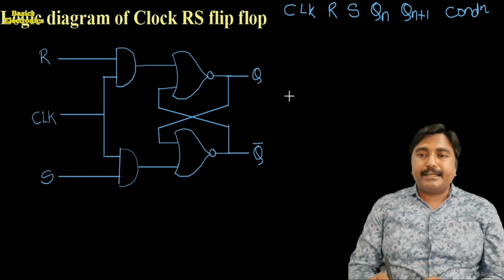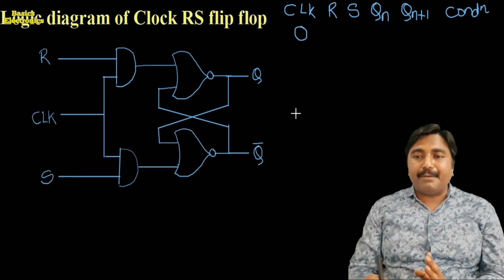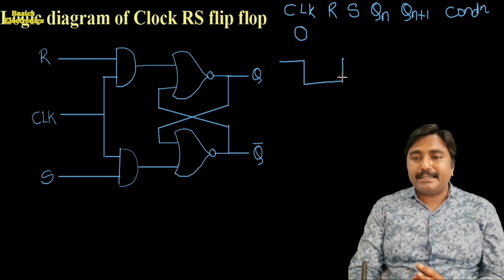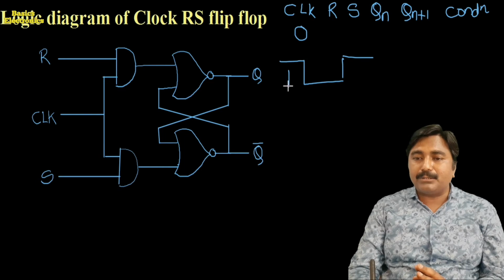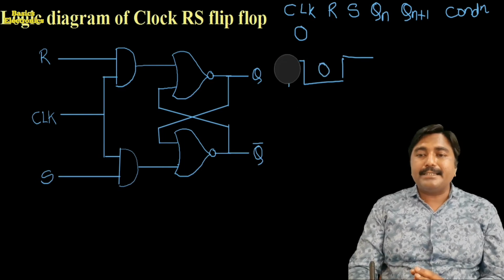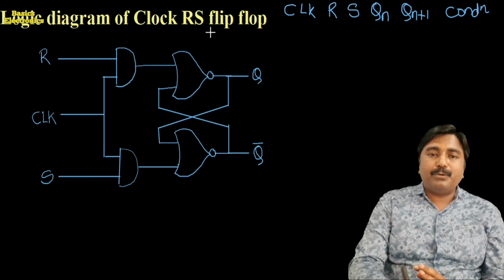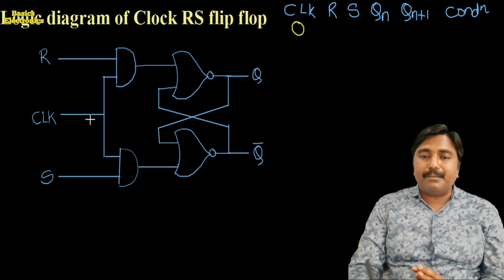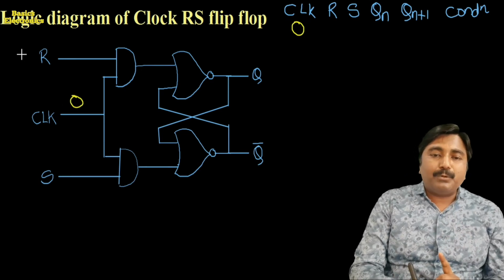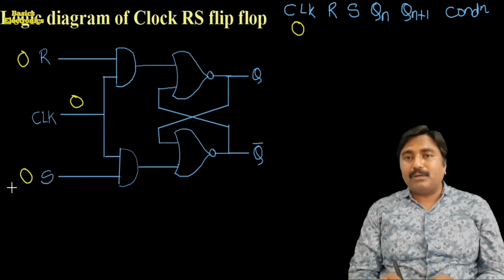So first we consider the clock pulse is equal to 0, meaning the clock pulse is having its low time. Suppose this is the high time, this one is equal to 1, and this is the low time. So we consider the clock pulse is low, and the input we apply to the clock is equal to 0. The R input we consider is equal to 0, and S input is equal to 0.